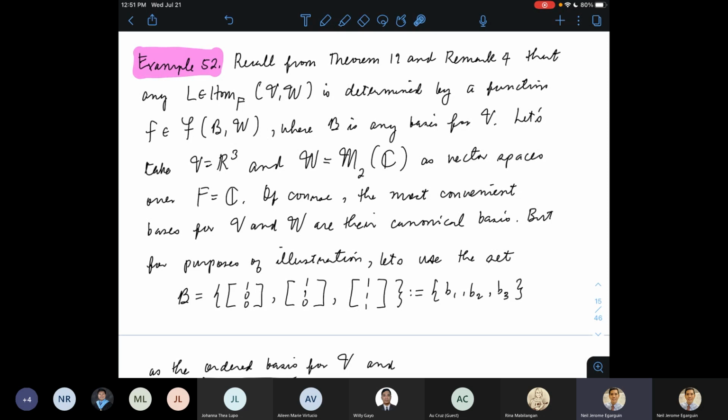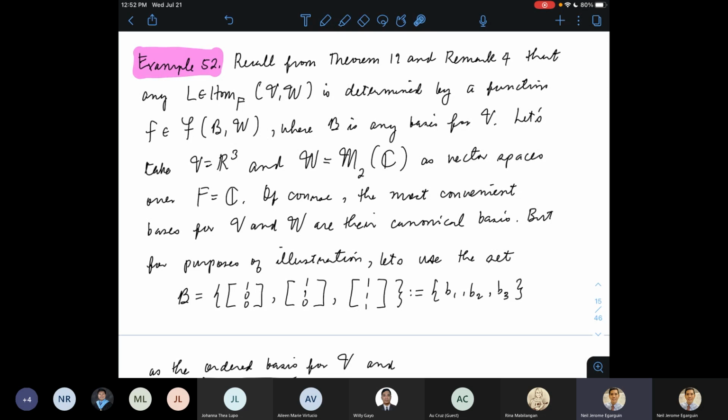Okay, Naman. All right, so let's look at example 52. For example 52, this illustrates theorem 19 and remark 4, which is kind of what you're supposed to do for extra problem 1 in homework 4, right? So in this case, I am defining a function f from the chosen basis to W, and use this to define a linear transformation.